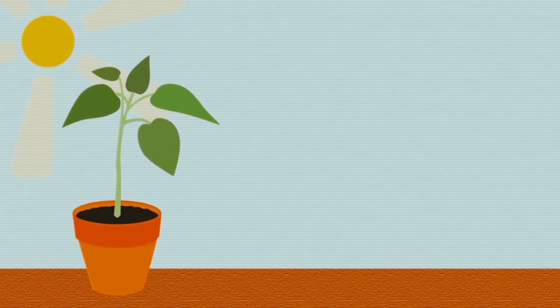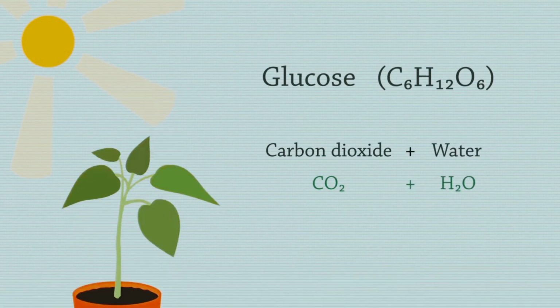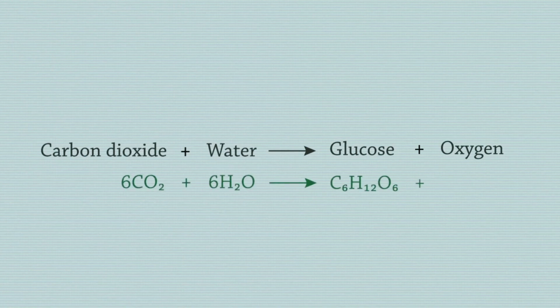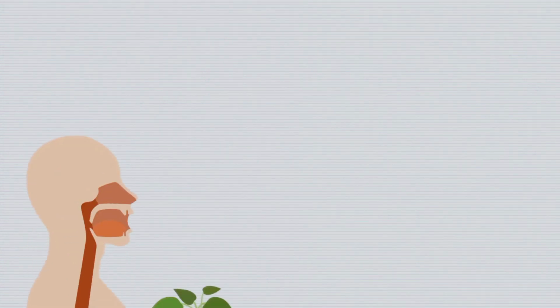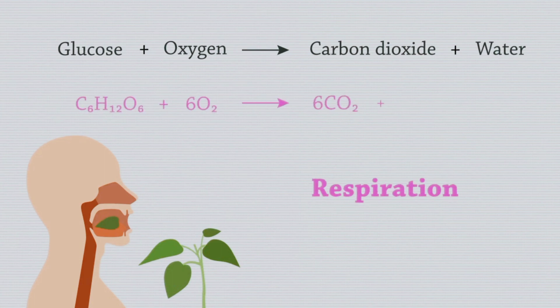Plants use light energy from the sun to form glucose from carbon dioxide and water according to the equation below. This process is photosynthesis. When we eat plant matter, we break down glucose in a reverse process called respiration. So what is so special about glucose?